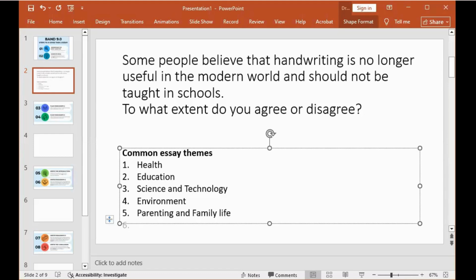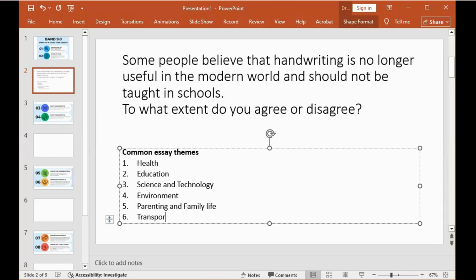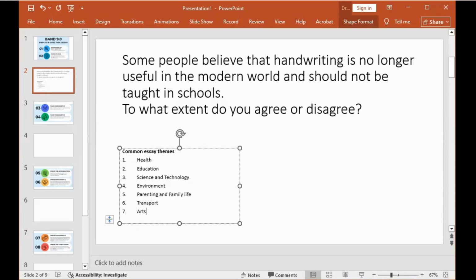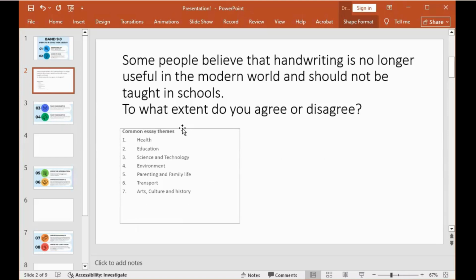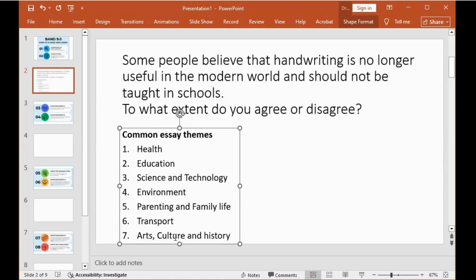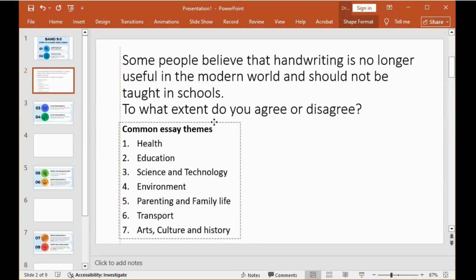Parenting and family life. Then we have transports, okay? Then we have arts, culture, and history. This is one of the boring themes that some people don't like seeing because sometimes it's difficult to come up with ideas for this particular area. But then you can always find a way around it.